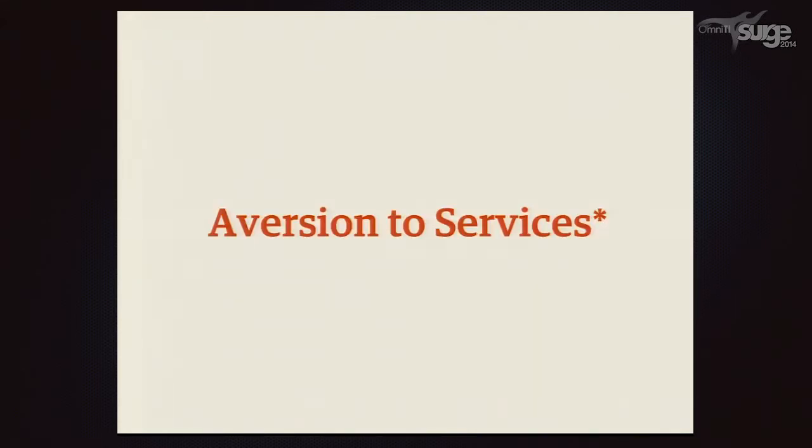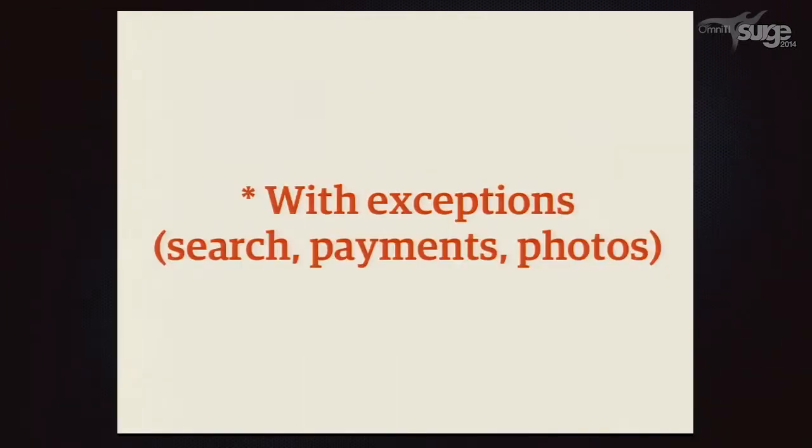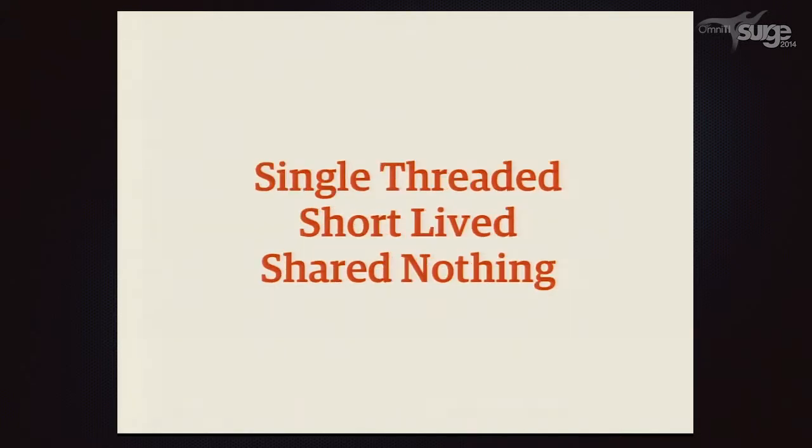Etsy has a somewhat infamous aversion to services and that three-letter acronym SOA. So we embrace our monolithic tendencies. We're not completely dogmatic, though. We have some exceptions where it makes sense. So we have search, which is based on Solr and Elasticsearch on JVM, a payment system, which is separate for compliance reasons, and a photo stack because it made sense in terms of the storage.